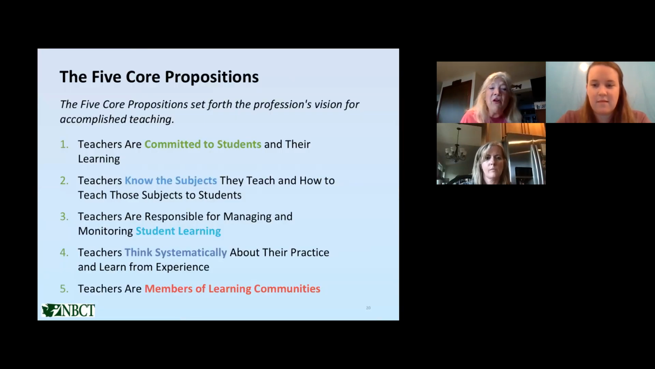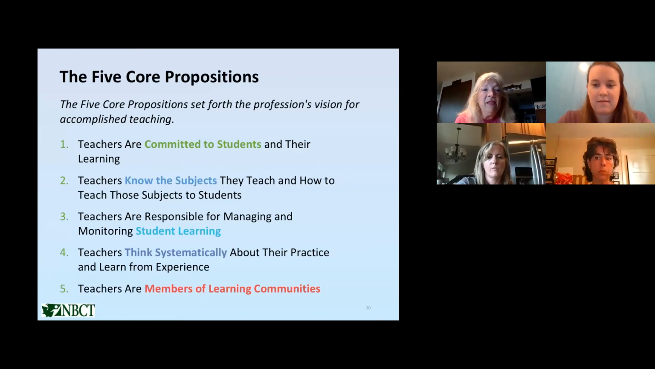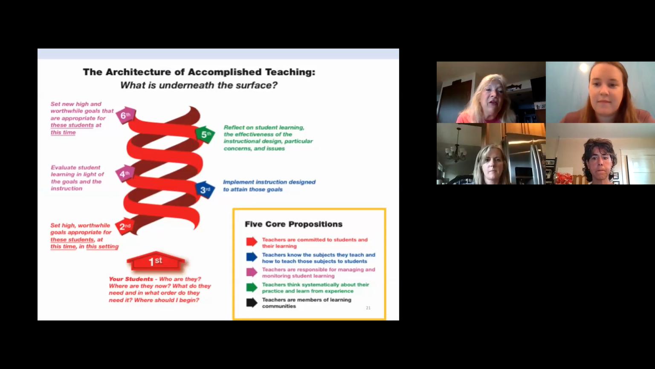So very briefly, National Boards was built on these 5 core propositions. When you get feedback from your assessor, all of the feedback ties in directly to these 5 core propositions. And when you're writing, there is an architecture of accomplished teaching.